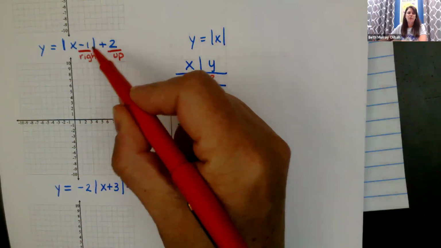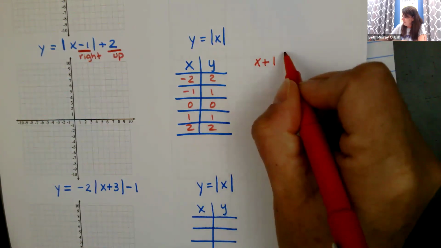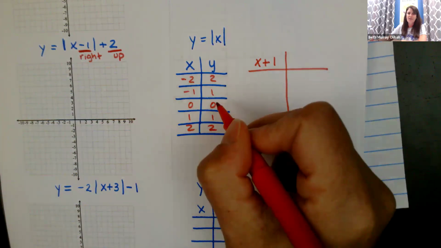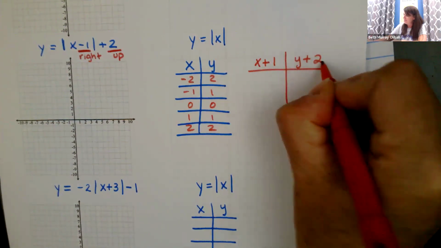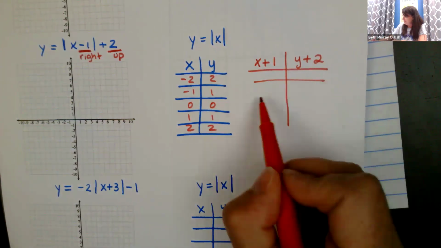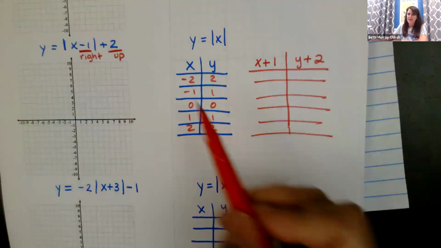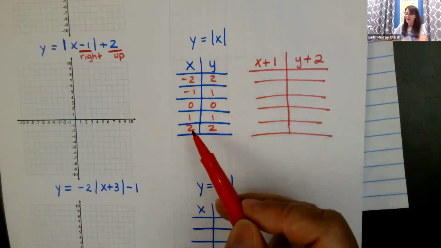Because of that -1, remember we always think of it as the opposite. So I'm going to add 1 to all of my x's from my parent graph. And because of that +2 outside, I'm going to add 2 to all of my y values. So instead of having to physically move the graph around, I'm just going to add 1 and add 2 to the points I already had.